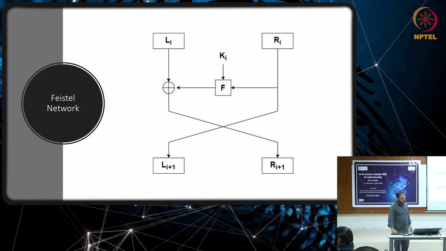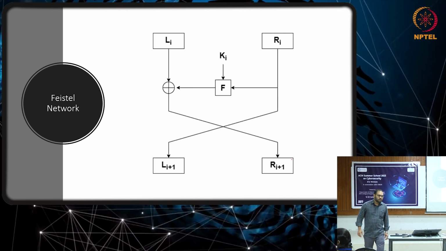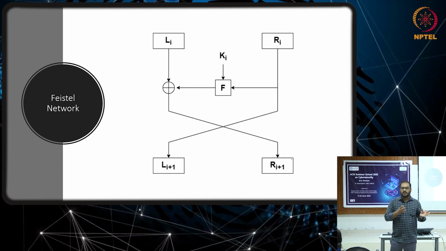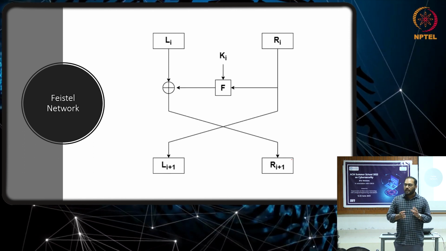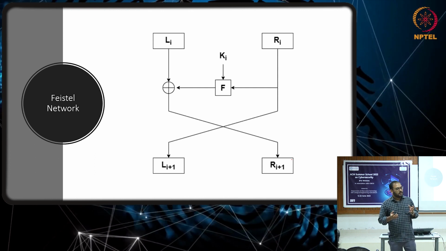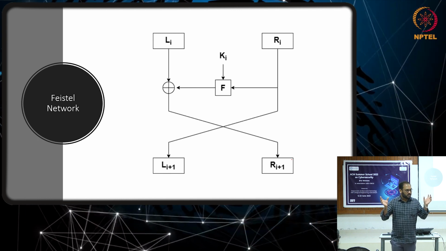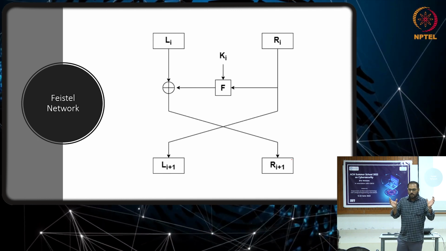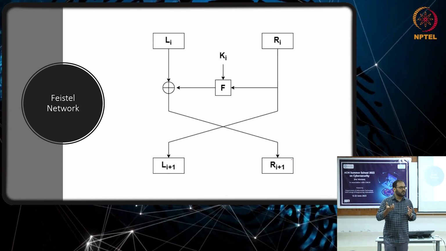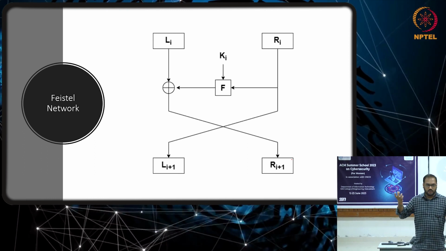Now second is Feistel network based. Most of the ciphers are based on either SPN or Feistel. In Feistel network, what happens is plain text will be divided into two different equal parts. Let's say if my plain text is of 128 bits, I divide it into 64 bits, 64 bits each.